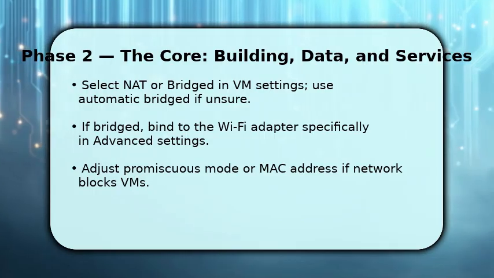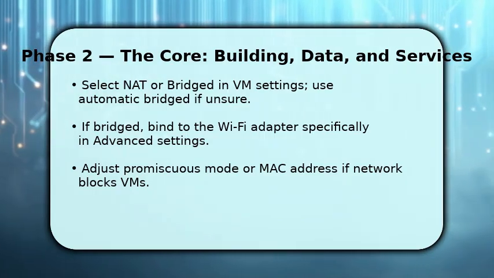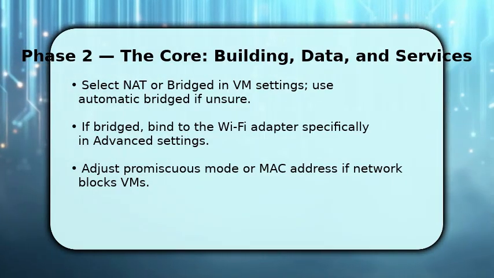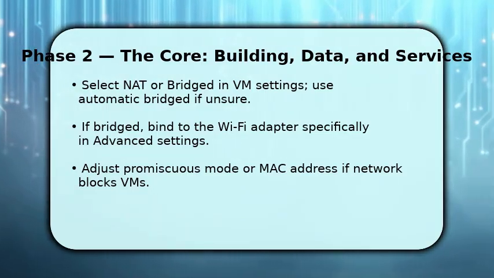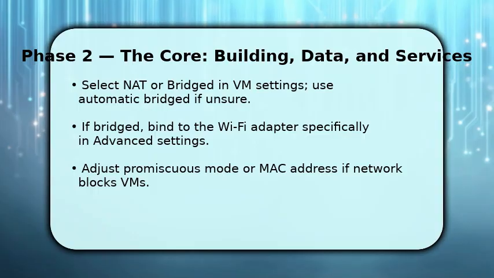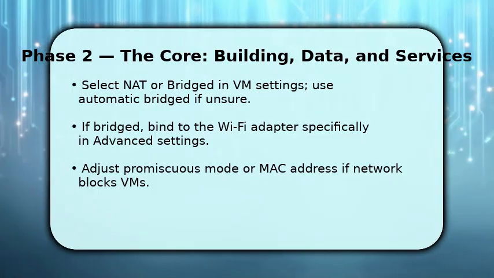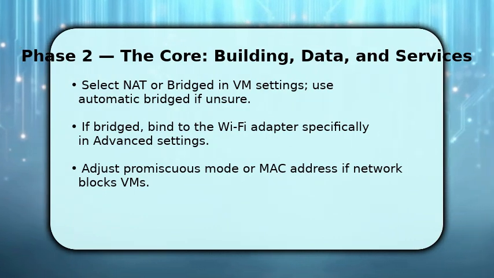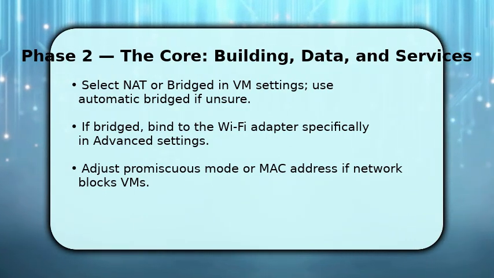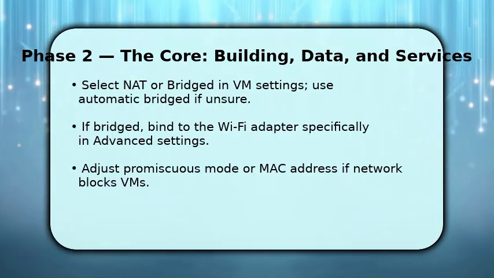If using NAT, confirm VMware's virtual network service is running and that the VM's adapter is set to NAT. This gives immediate internet access without extra host config. You may also tweak MAC address or promiscuous mode when dealing with strict routers. Make sure VM firewall rules allow outbound traffic.